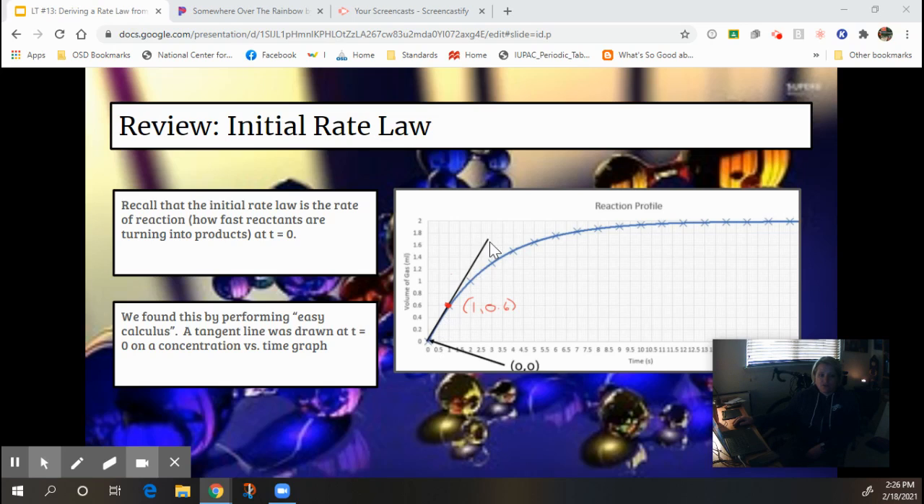So you might recognize this line here. We drew this tangent line at point 0, 0, found another point, found the slope of that line, and we called the slope of that line the initial rate of reaction at t equals 0. Now notice here, this isn't a concentration versus time graph. This is a volume versus time graph because we can get the rate of reaction if we're creating a gas by measuring the volume of that gas.